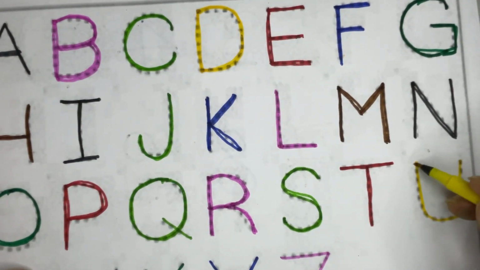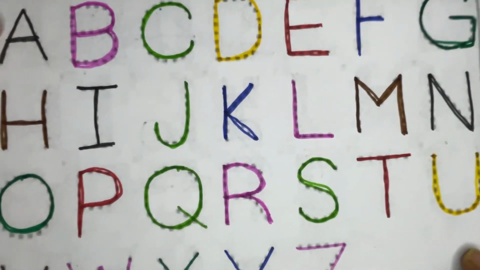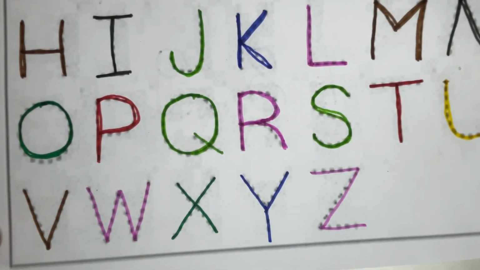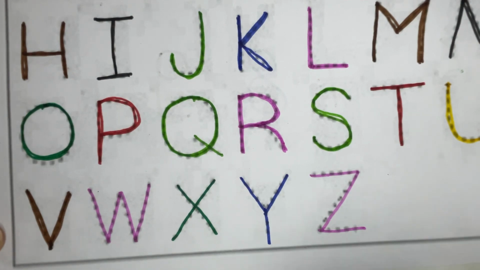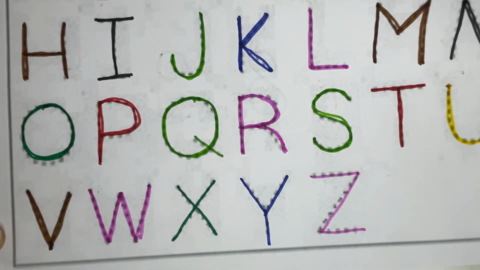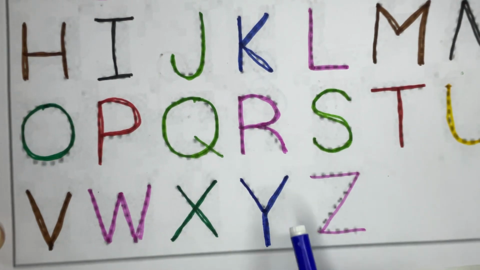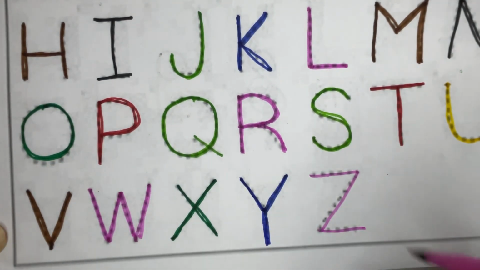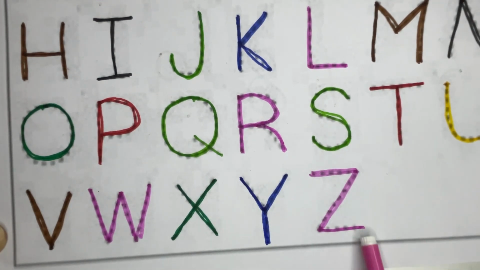U for ukulele. V for van. W for watch. X for X-ray. Y for yummy. Z for zero.